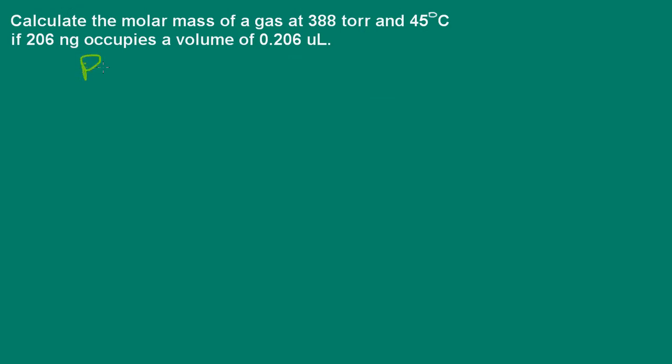So let's write out the ideal gas law. We have pressure times the volume equals the number of moles times the ideal gas constant times the temperature in Kelvin. So we're being asked for the molar mass. Recall that n, the number of moles, is equivalent to the mass in grams divided by the molar mass. So we can substitute this in to the ideal gas law for n, the number of moles.